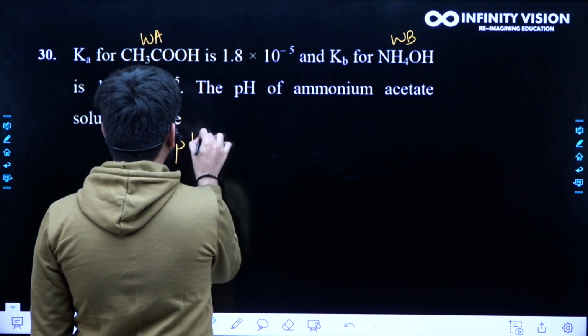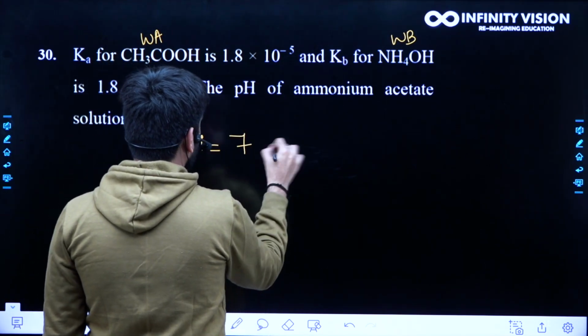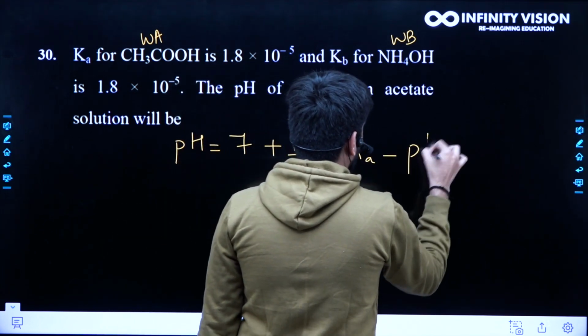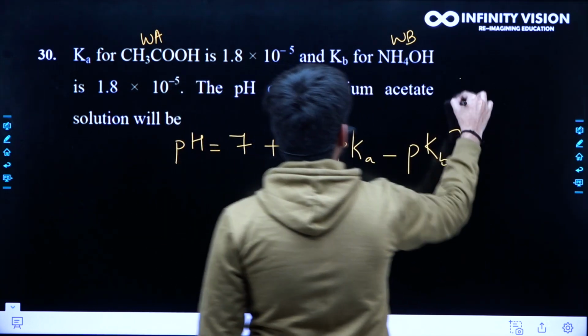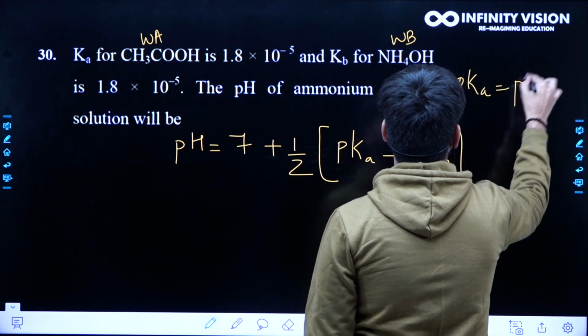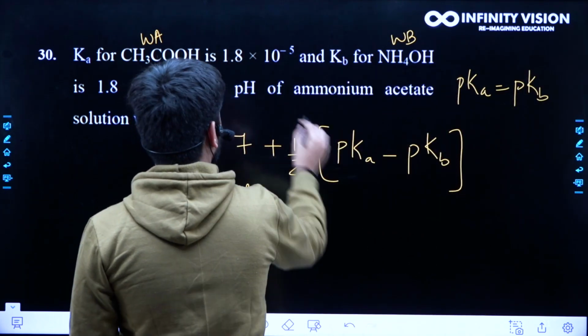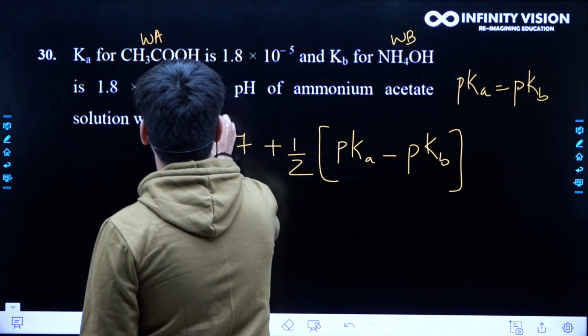So we know that pH can be found out by 7 plus half into pKa minus pKb, but both pKa and pKb are equal, right? So what is the answer? The answer is 7. So the pH of ammonium acetate solution is 7.